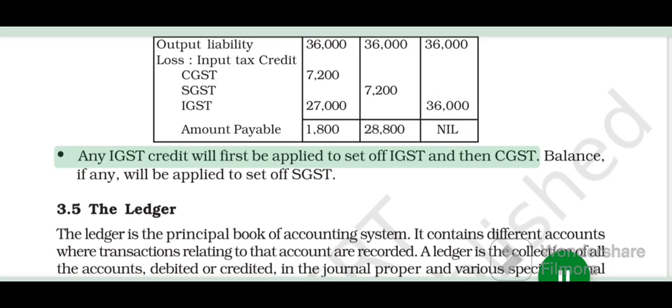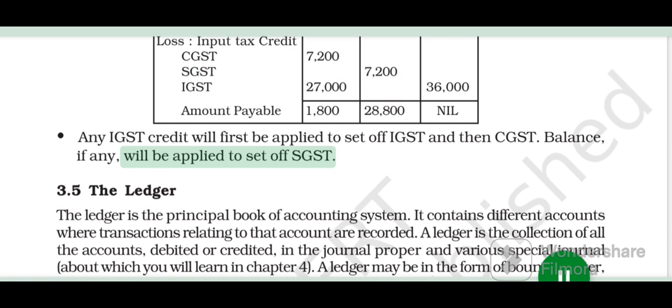Any IGST credit will first be applied to set off IGST and then CGST. Balance, if any, will be applied to set off SGST.